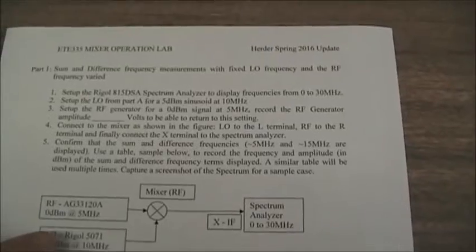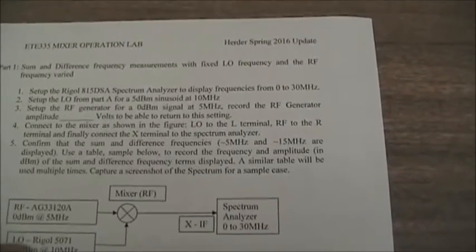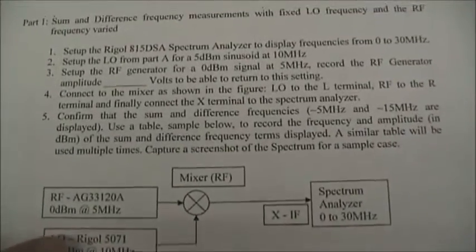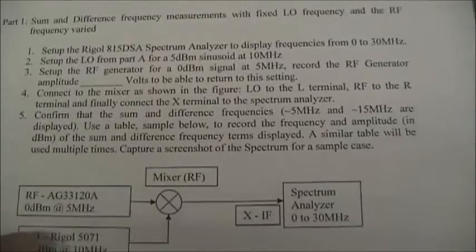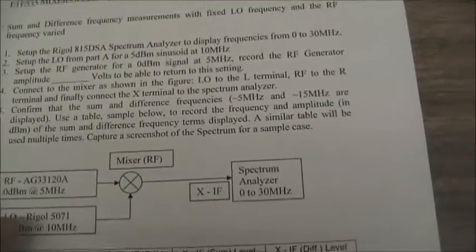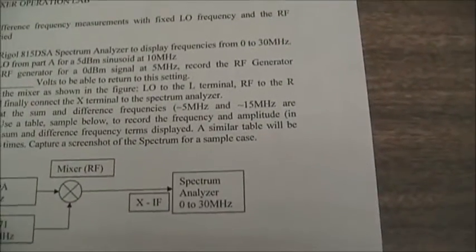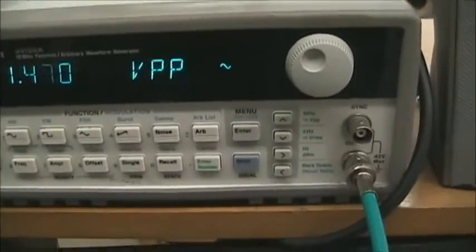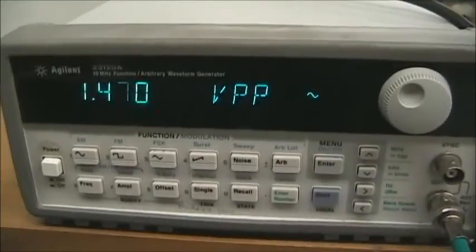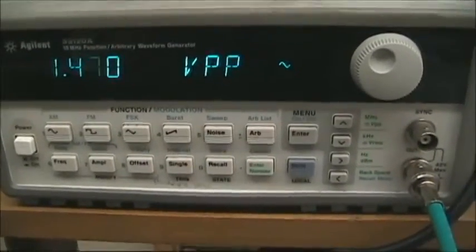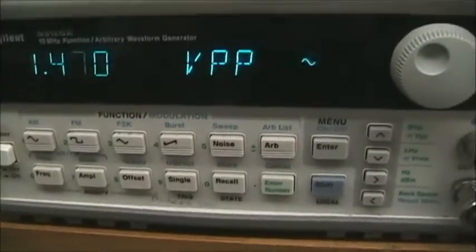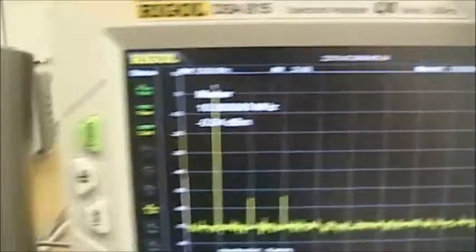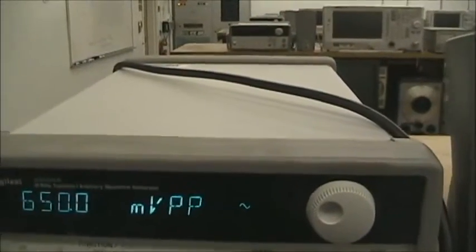So we will be using the Regal generator as our LO signal and the Agilent signal generator as our RF signal. So in the first part of the laboratory, you'll connect the Regal generator plus 7 dBm and the RF generator at 0 dBm into the L and R ports of the mixer and examine the frequency spectrum output. Since we have already set up the LO generator, the Regal, we only need to reset the RF generator, which is the Agilent unit. So I've adjusted the signal. We have about 0 dBm, and that's 650 millivolts.